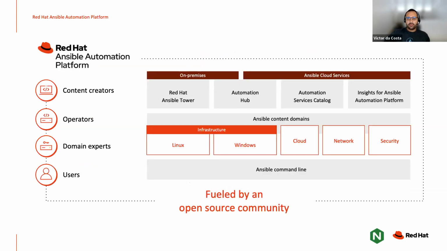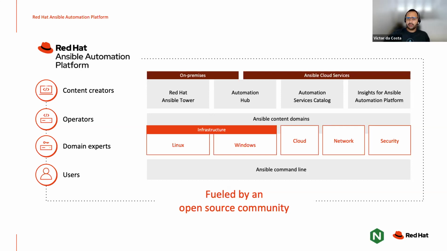So what is exactly the overall architecture of the platform that we are talking about? You have different components that are on premises and others that are hosted in the cloud, and together they provide the elements that you need to run your automation with confidence.